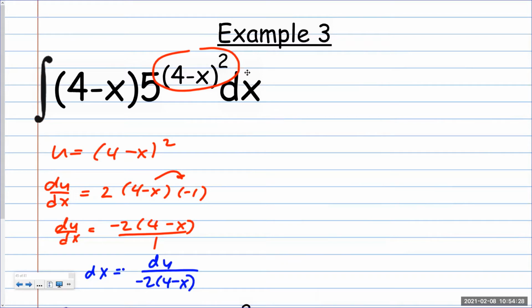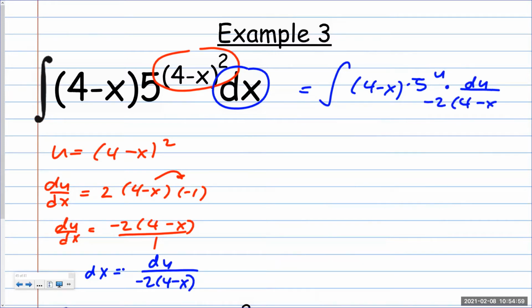I'm going to substitute 2 things. I've already circled my u. Now I'm going to substitute my dx. So you're going to substitute 2 things, your u and your dx. If you did not circle it, you don't replace anything. I didn't circle the 4 minus x, so I'm going to leave it alone. I didn't circle the 5, so I'm going to leave it alone. It's actually times 5 here. I did circle the exponent, so the exponent now becomes a u. I did circle the dx, so dx now becomes du over negative 2 times the quantity 4 minus x.